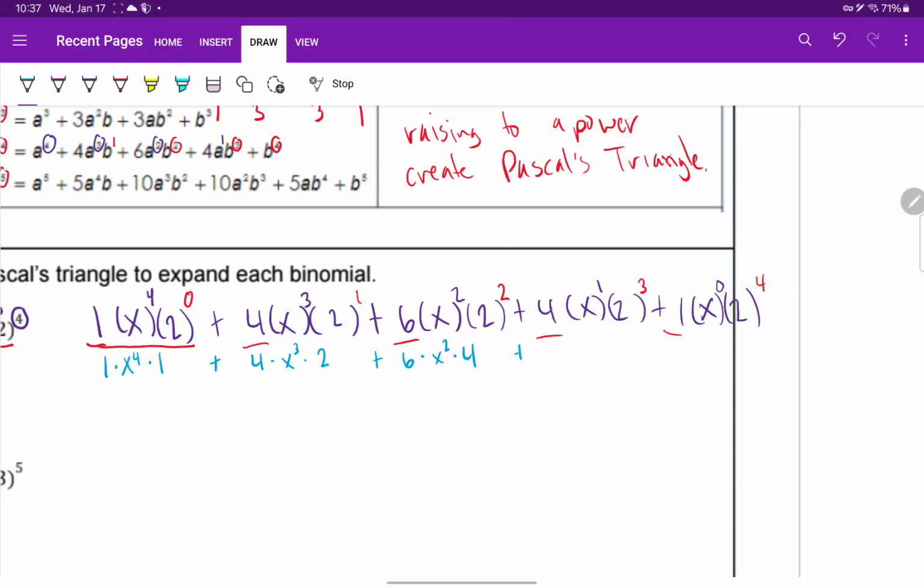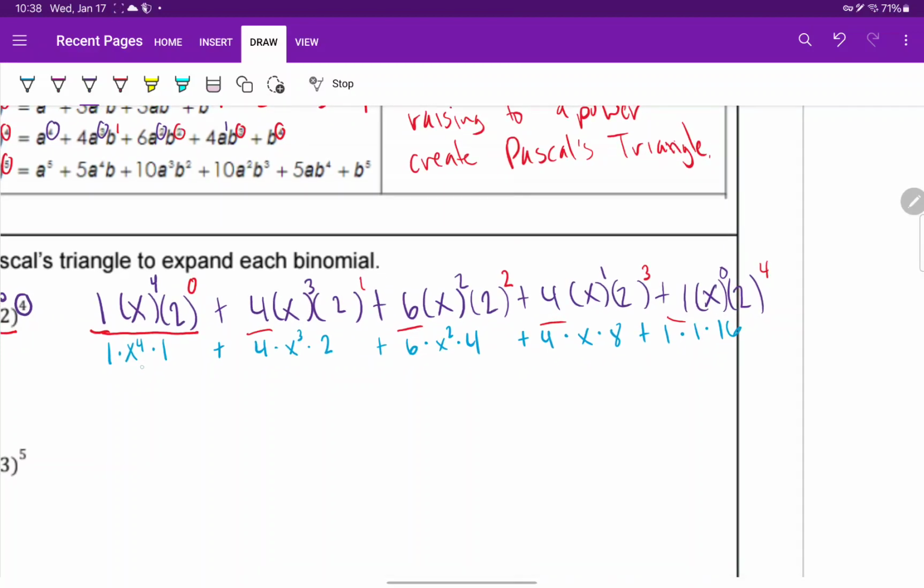Then we go to our next term, plus 4 times x to the 1st power, which is just x, and then 2 to the 3rd is 8. Plus 1 times x to the 0 power, since anything raised to the 0 power is 1, and then 2 to the 4th is 2, 4, 8, 16. The last thing we're going to do now is simplify it by multiplying them, and this will give us our final answer. So for the first one here, 1 times x to the 4th times 1 is x to the 4th.